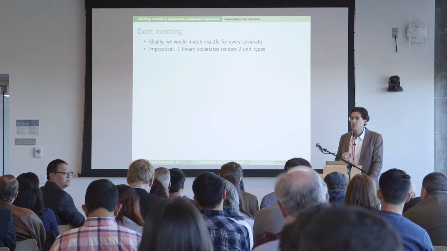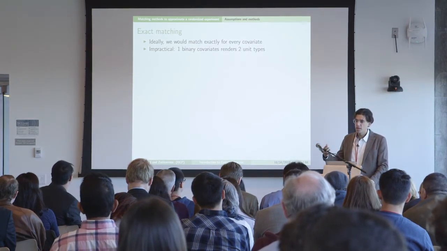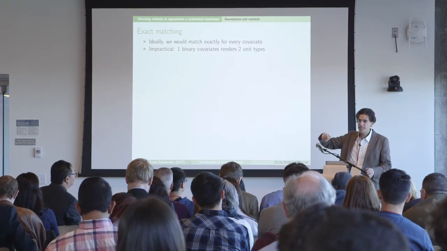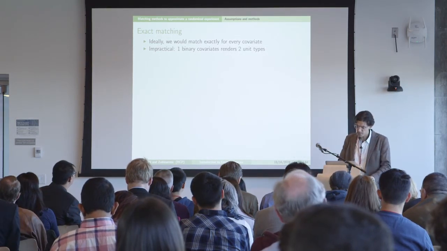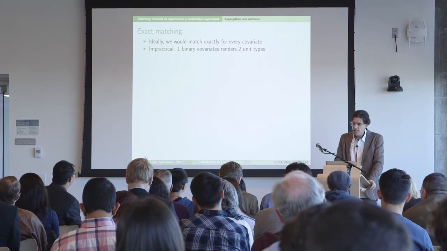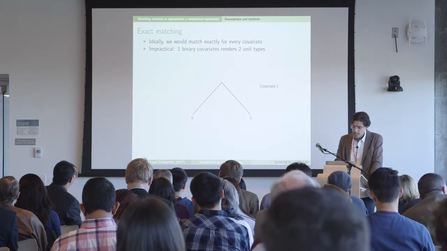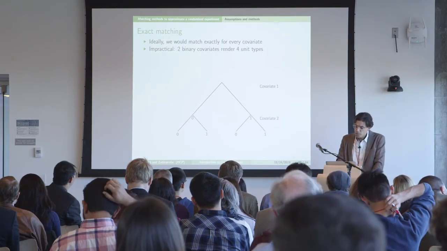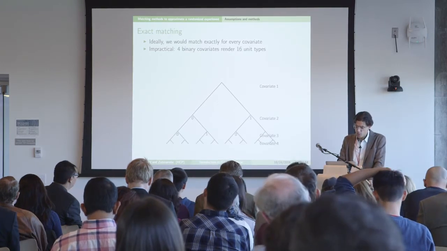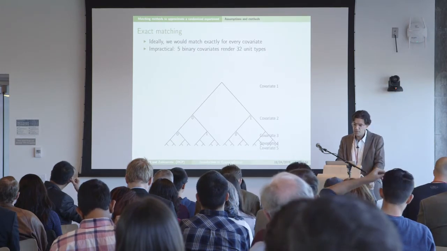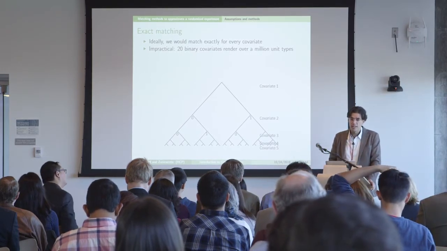Other questions? So we want to adjust for covariates, and ideally we would do this by finding clones, by matching a female with a given age and a given race and a given education in the treatment group to a female with exactly the same covariates. But this is not very practical. If we have one binary covariate, then we have two types of units, as depicted by this tree here. But if we have two binary covariates, now we have four types of units, right? With 3 we have 8, with 4 we have 16, with 5 we have 32 units, and with 20 binary covariates we have over 1 million types of units.